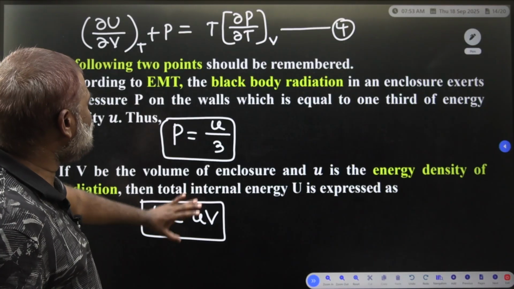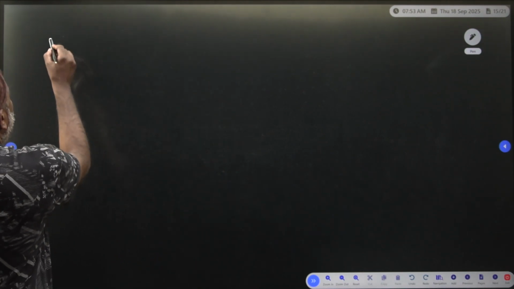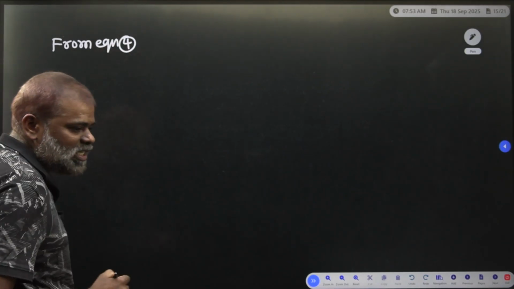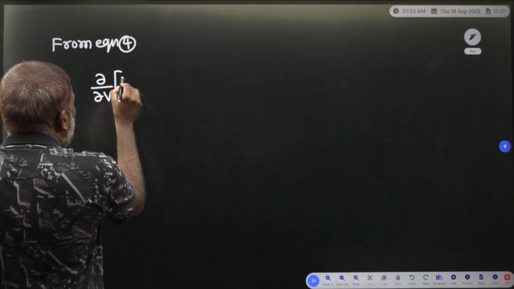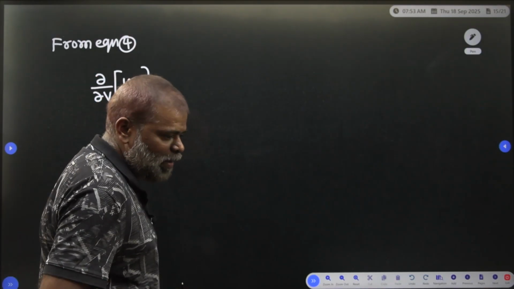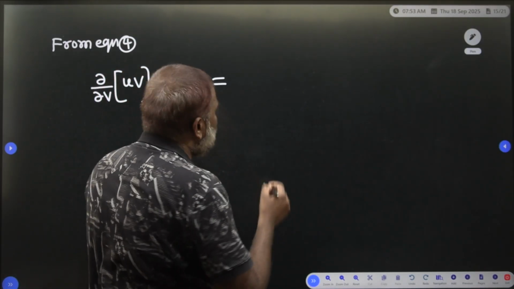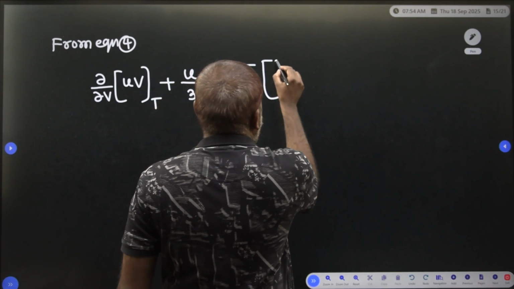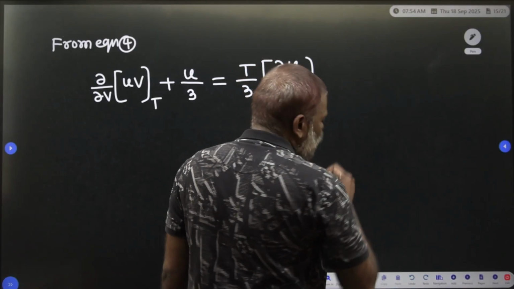Based on these expressions, substitute in equation number 4. From equation number 4, the expression becomes ∂(UV)/∂V, that is energy density into volume, at constant temperature, plus U/3, since P is equal to U/3, which is equal to T/3 times ∂U/∂T at constant volume.